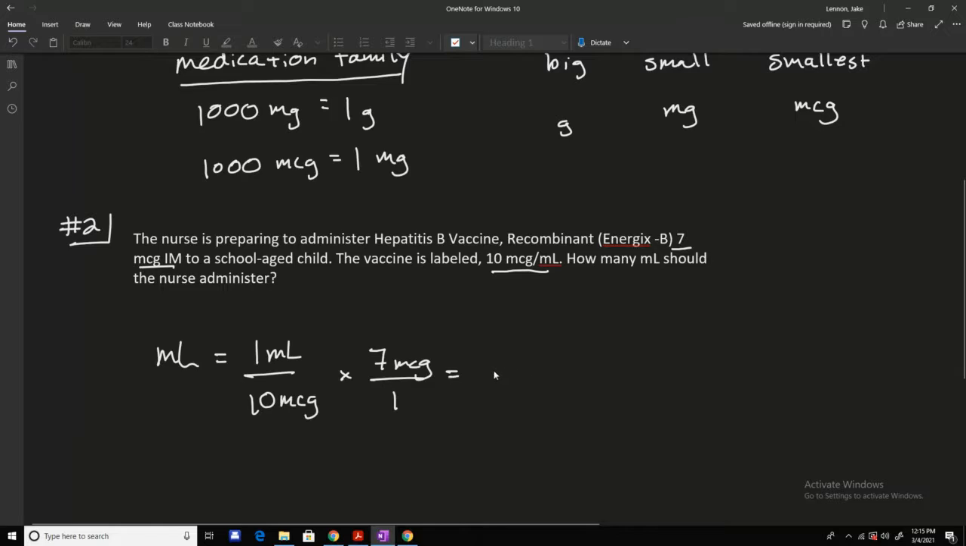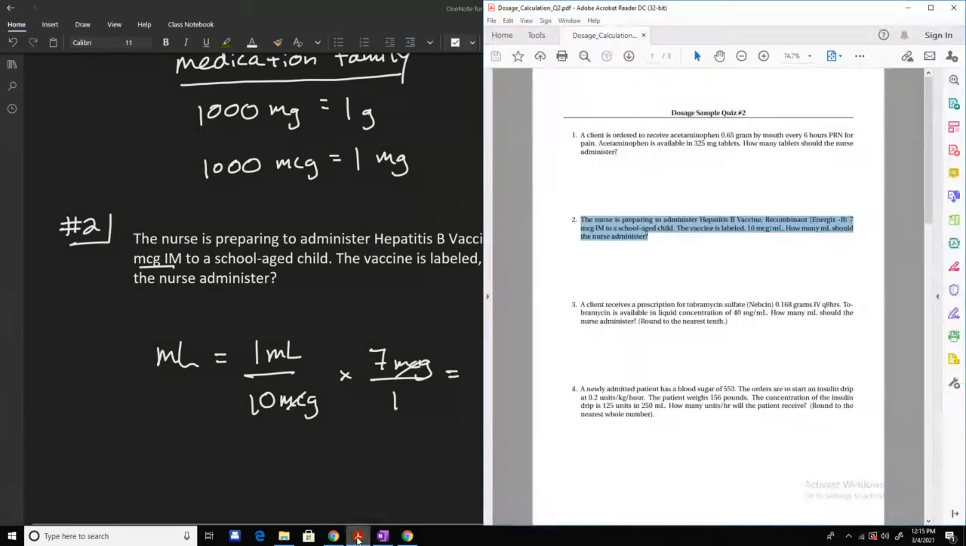And I just get my answer of 7 over 10, which comes out to 0.7 in the calculator, and that's milliliters. So only a one-step problem there, nothing too difficult. They don't really get too interesting until we get to number 4, I don't think.